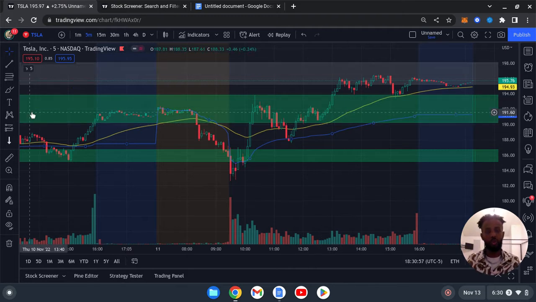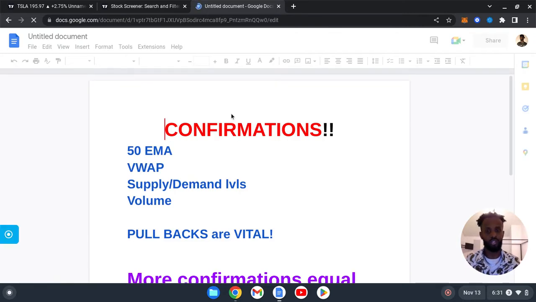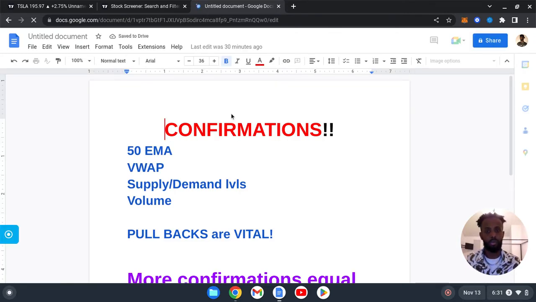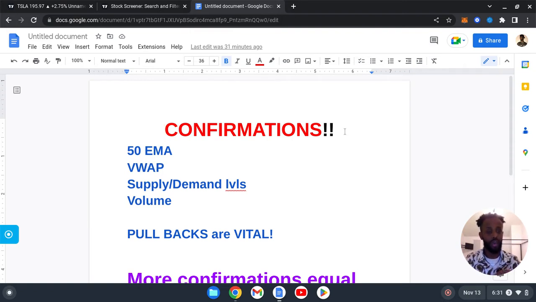When it comes to entering a position, I wrote some notes down. You will never have a perfect entry. Maybe sometimes, but it's all about confirmations. It's all about having a confirmation and a reason for entering the trade, and the more reasons you have to enter a position, the better off you will be.